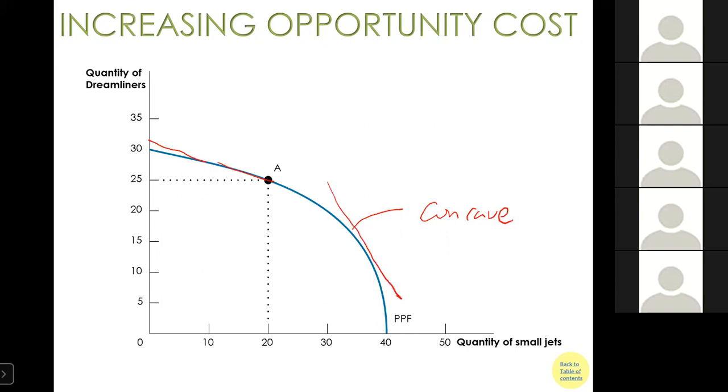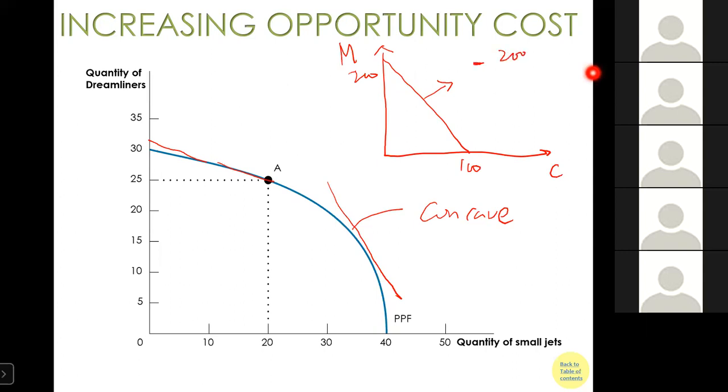But then we need to understand what this slope represents. Now return to the earlier example of mango versus clam. This is clam, this is mango. This is 100 and 200. The slope of this PPF curve is minus 200 divided by 100, or equal to minus 2. In other words, the number in this slope gives you the opportunity cost.